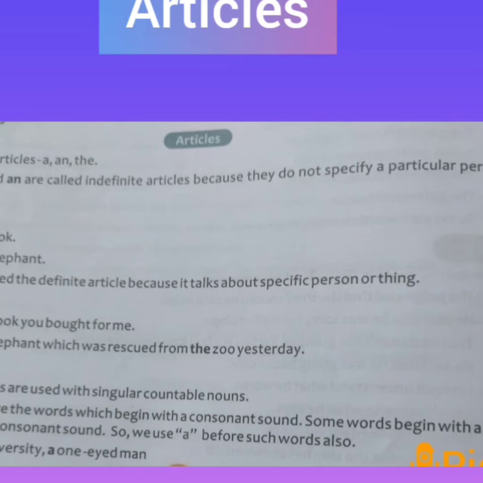So, this is a book. This is an elephant. The is a definite article because it talks about a specific thing or person. When we want to talk about things that are not specific, we will use a or an. For things that are specific, we will use the. So, this is the book you bought for me. It's specific. This is the elephant which was rescued from the zoo yesterday. A specific elephant, so the elephant.